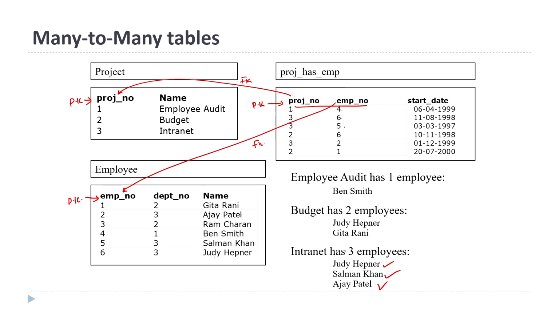So, using this approach you can map which employee is working on which project, and the start date information, which is connected to your relationship as we showed here, is captured as part of the table. So, the start date is an attribute of the relationship.